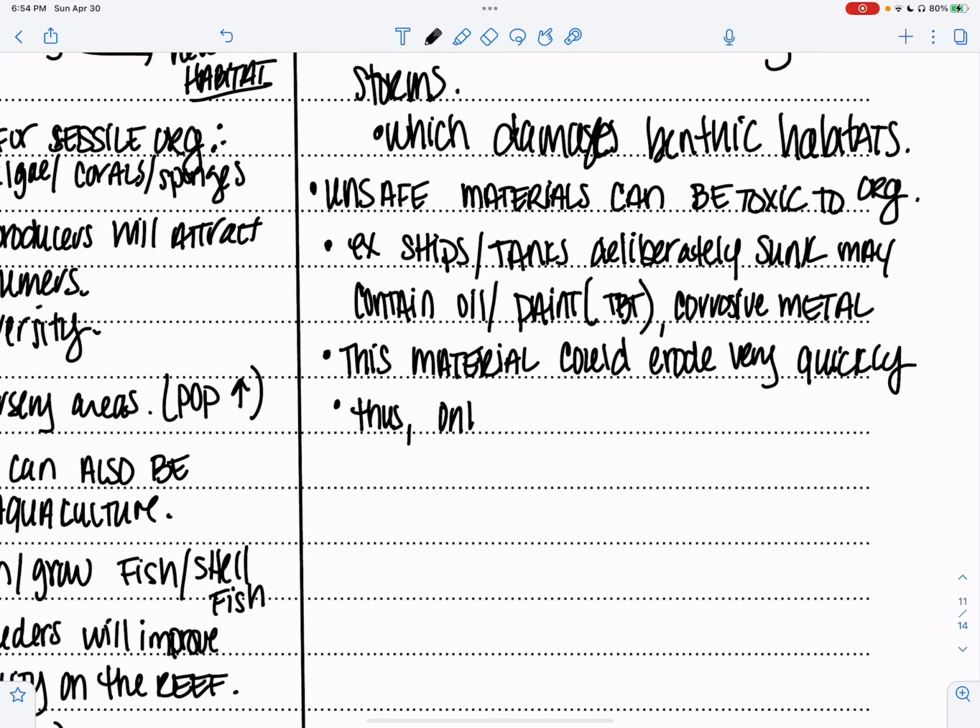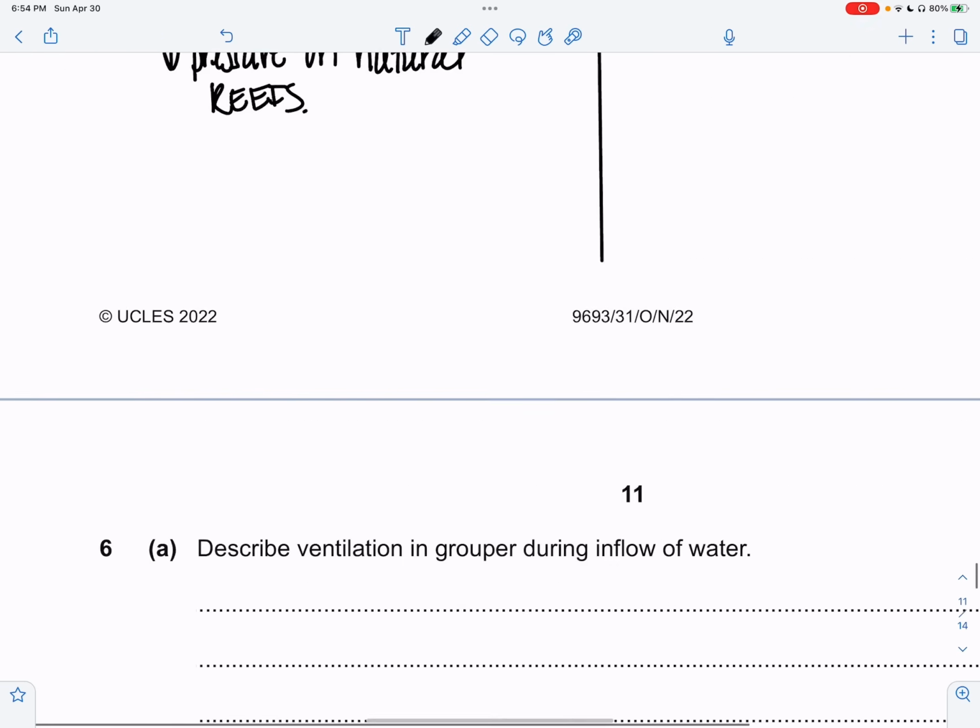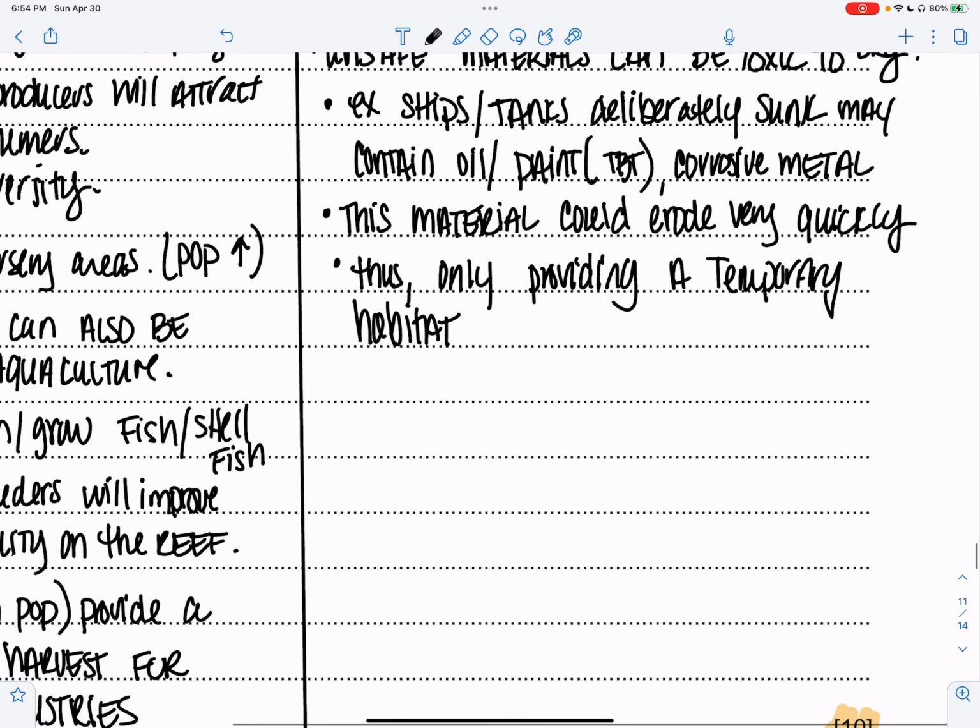Thus, only providing a temporary habitat. It's a waste of money, waste of resources. The cost of materials will be high.